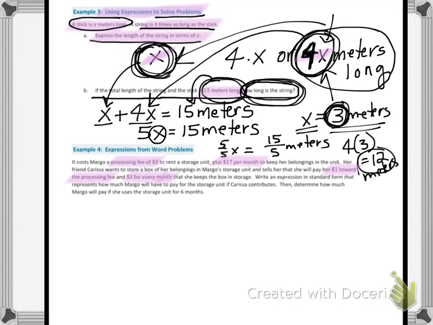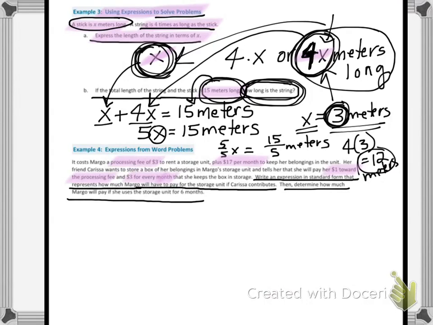Okay? So what they want you to do is take that info and write an expression in standard form. Okay, and that just means combining all the like terms. If you have a number of x's, just combine them together into one x term. So write an expression in standard form that represents how much Margot will have to pay for the storage unit if Carissa contributes. Then determine how much Margot will pay if she uses the storage unit for 6 months.